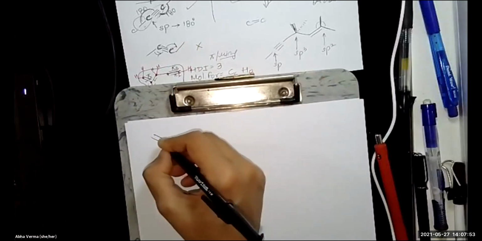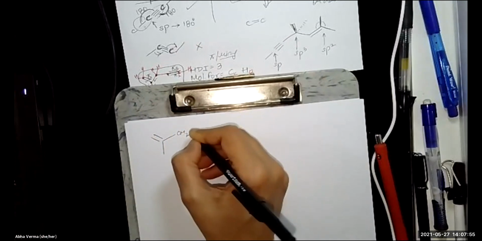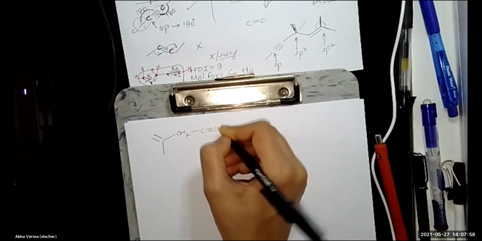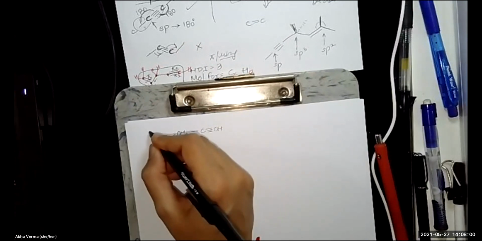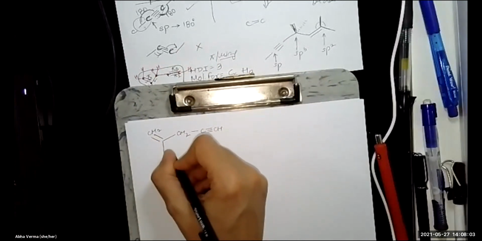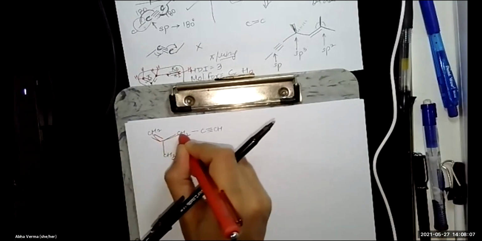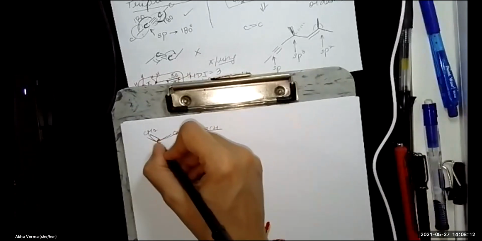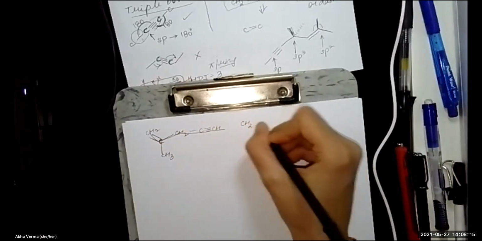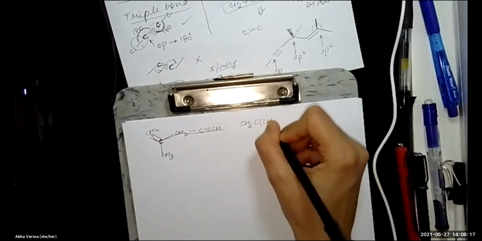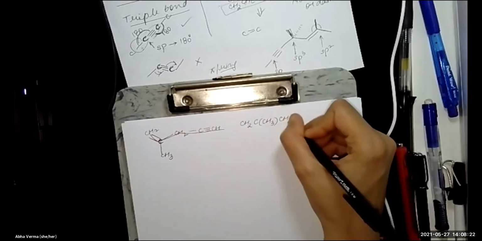So I have this double bond here with CH2, C triple bonded CH, and I have a CH2 here and a CH3 here. Okay, so what I'm going to do is I will follow this lane. I have this C here, CH2, C, CH3, CH2, C, CH. How's that?